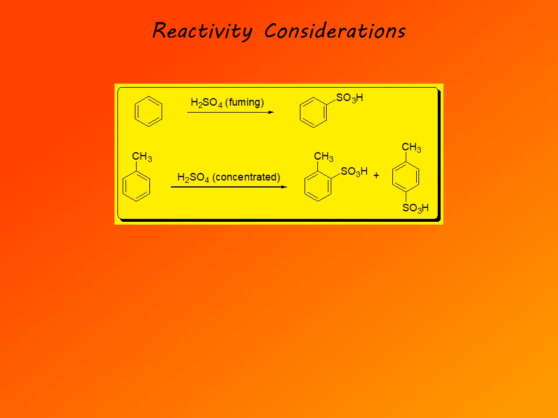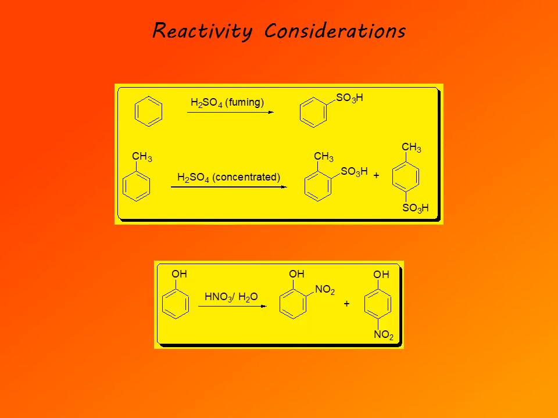But that may change depending on substituents on the benzene ring. So if the benzene ring is substituted, then considerations may be somewhat different. And here is the first example. To carry out sulfonation of benzene ring, we need to use fuming sulfuric acid, a solution of sulfur trioxide in concentrated sulfuric acid. But if the benzene ring is activated, even weakly activated by, for example, a methyl group, then concentrated sulfuric acid is sufficient to effect sulfonation of the benzene ring. So with activated benzene rings, the electrophile often doesn't have to be activated.